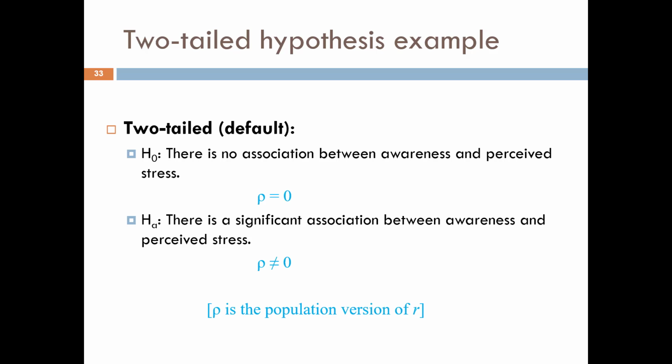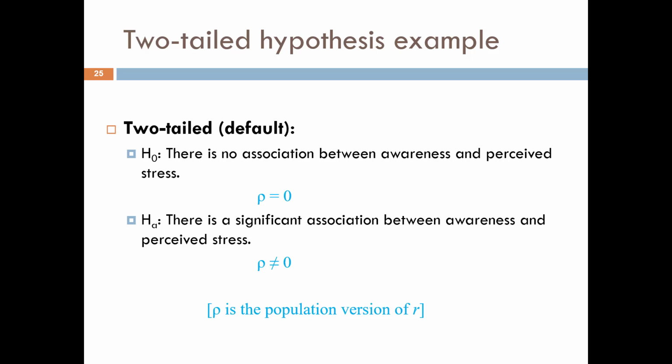If you write it in population notation, then rho is the population version of the Pearson's R, or correlation. And so the null hypothesis expression would be that rho equals 0. There's no correlation. Correlation equals 0. And then the alternate hypothesis would say that rho is not equal to 0. So it's significantly different from 0.